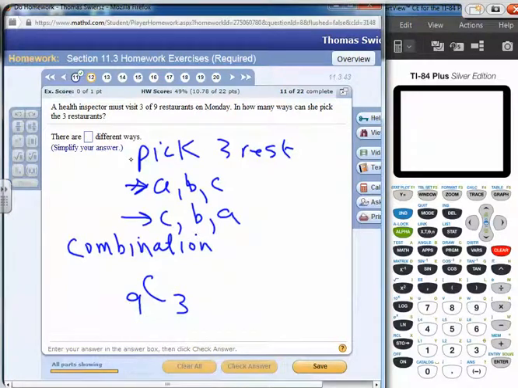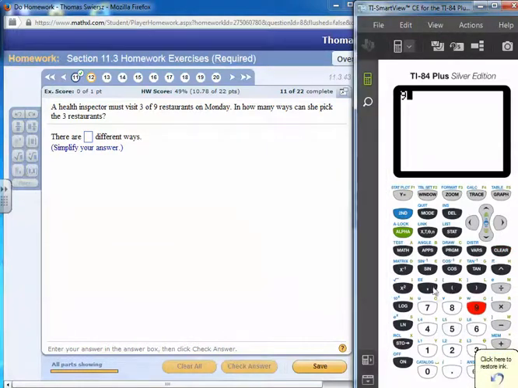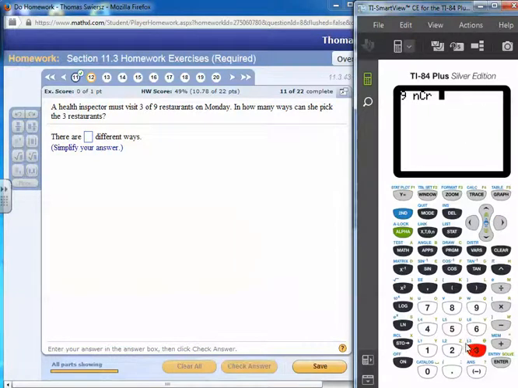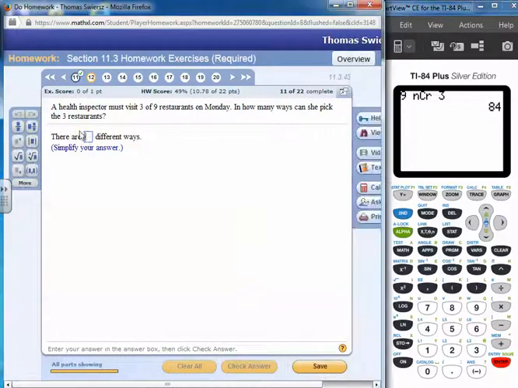We can do that on the calculator: put in the total number, 9, math, over to PRB. Combination is number 3, and we're selecting 3 restaurants, and so the answer is 84 different ways.